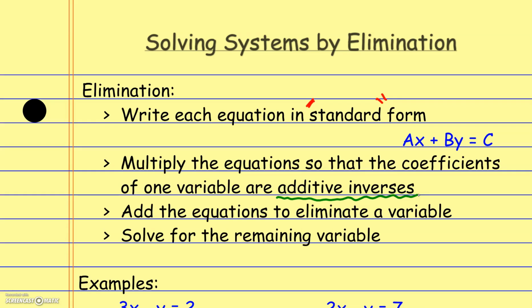Once I have additive inverses, I just add the two equations together, and this is why we needed everything lined up. I add the x to the x, the y to the y, the constant to the constant, and I just solve whatever's left after I add those equations together.